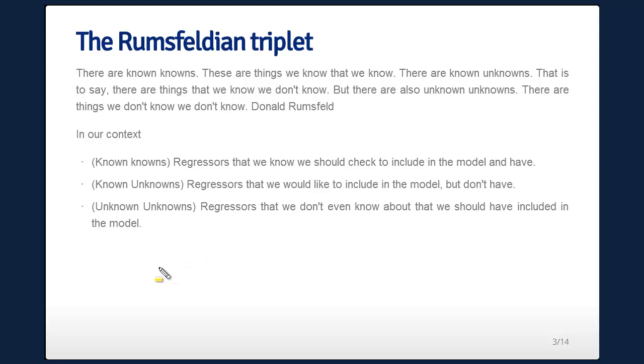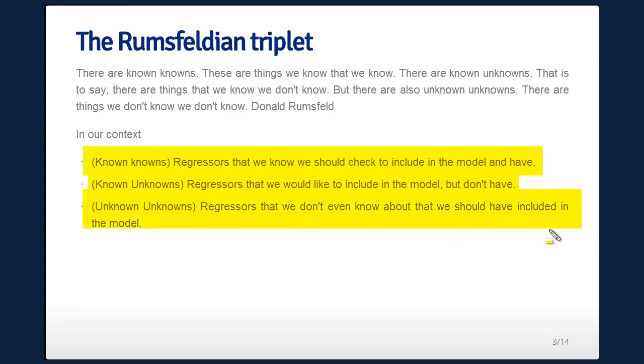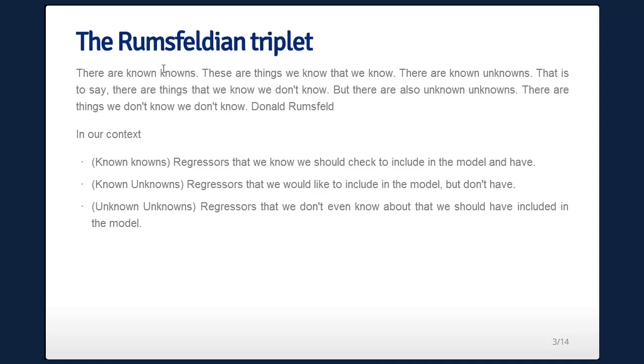It's an interesting quote that gets talked about a lot in statistics because it relates very well to what we think about. So in our context, maybe known knowns are regressors that we know and have, and we should check whether or not they need to go into the model. Known unknowns are regressors that we'd like to include in the model, but we don't have. We either didn't collect or can't collect them. And then the unknown unknowns would be regressors that we don't even know about that we should have included in the model. Okay, so I like to call that the Rumsfeldian triplet.